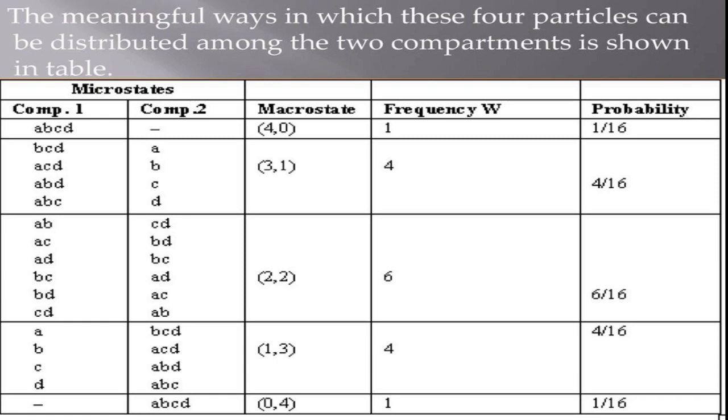When you add up these microstates, the total will be 16, and the total macrostates for these four particles distributed in two compartments are five in number. So I hope you have understood the concept of microstate, macrostate, and how four distinct particles are distributed in two compartments of equal size.